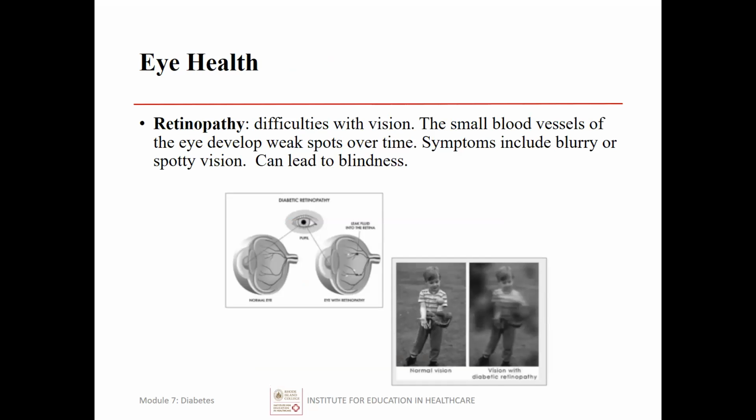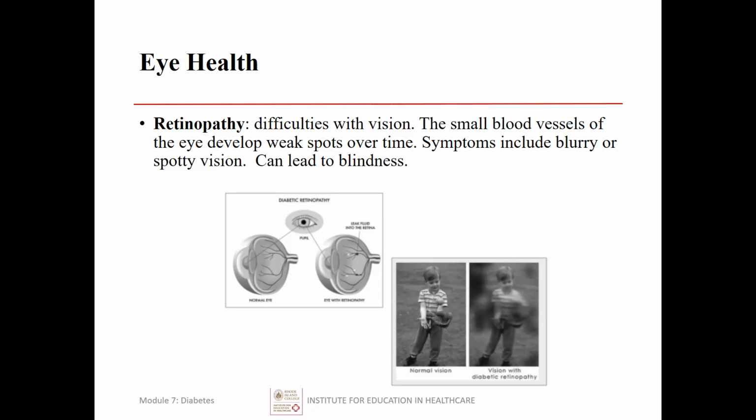Another risk for diabetics is with their eyes. Diabetic eye disease, which is also called diabetic retinopathy, is a serious problem that can lead to loss of sight. It causes difficulty with the vision when the small blood vessels of the eye develop weak spots over time. Symptoms of this include blurry or spotty vision. In some cases, it may come and go, but it can lead to blindness. One way to help prevent this problem is to keep the blood glucose and blood pressure under control.